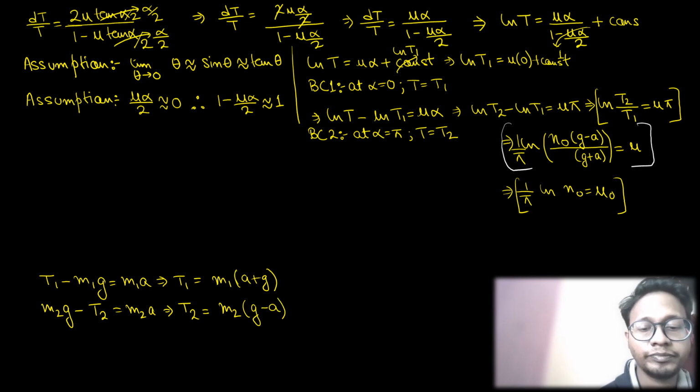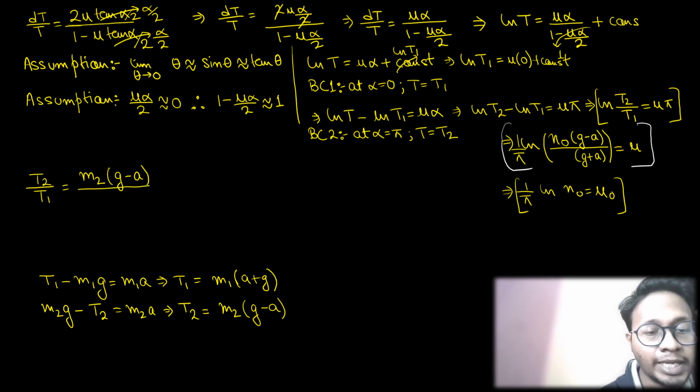Okay, this is obtained from the free body diagram. See the free body diagram of the pulley. Out here there was mass M1, out here there was mass M2. So if I divide this equation by this equation, that means T2 divided by T1, what I am finding out is T2 by T1 is equals to M2 into (G minus A) by M1 into (G plus A).